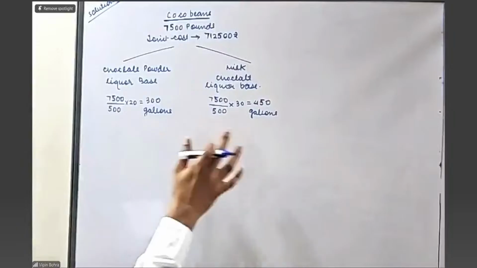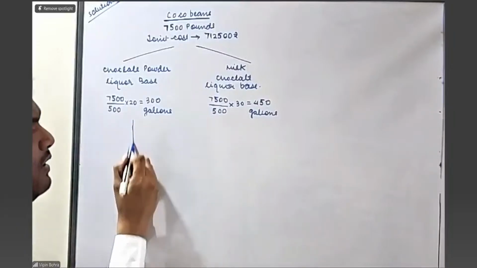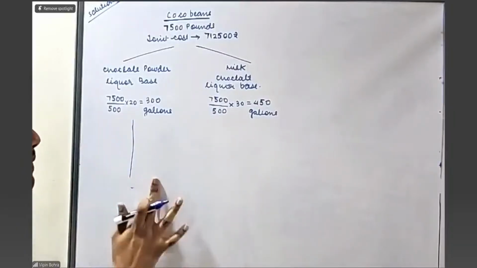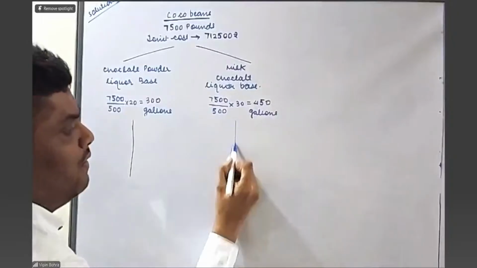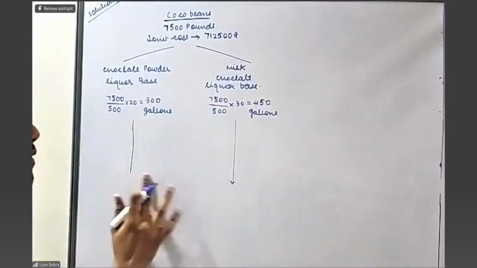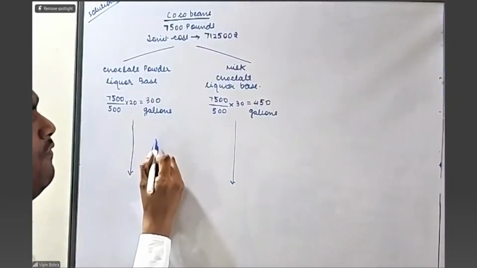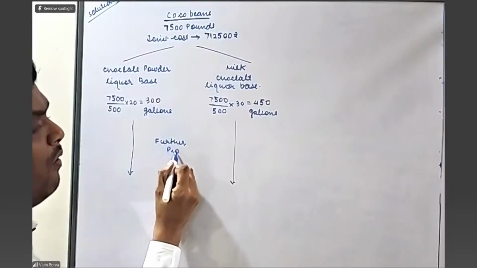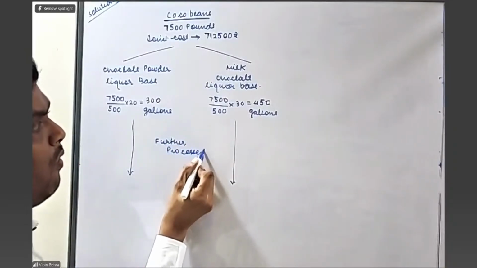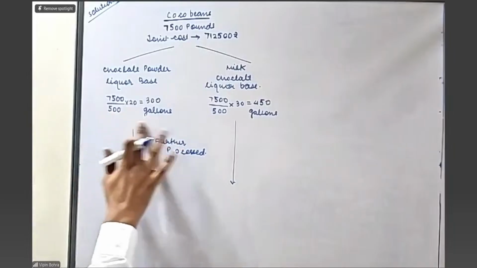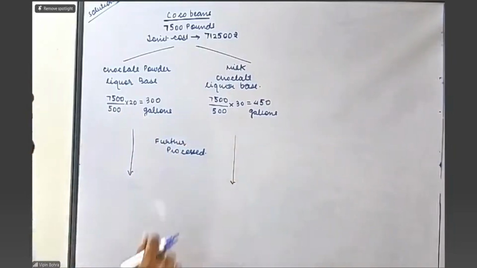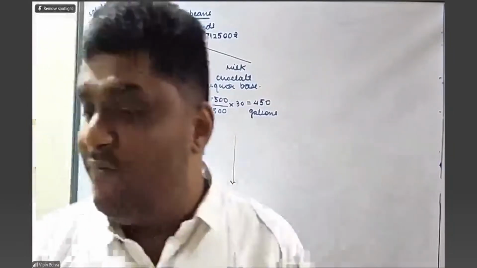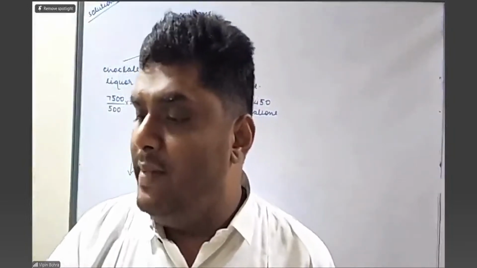So these are the intermediate products. Now they are further processed. They are further processed into what? The final product, that is what? Chocolate powder and milk chocolate.